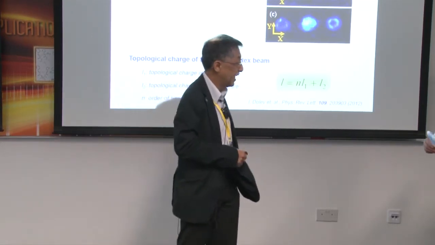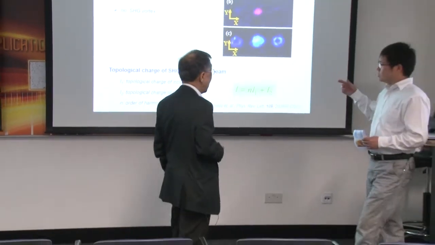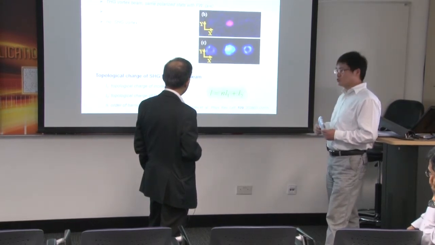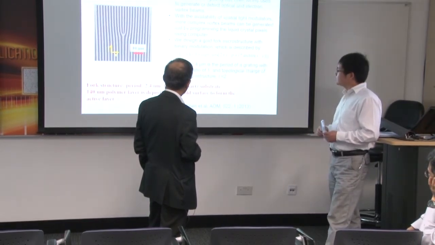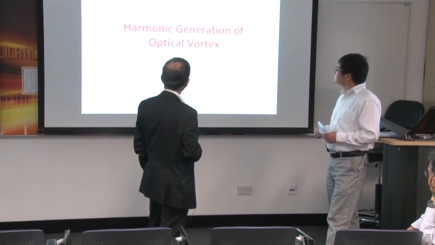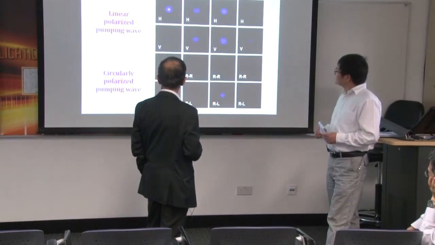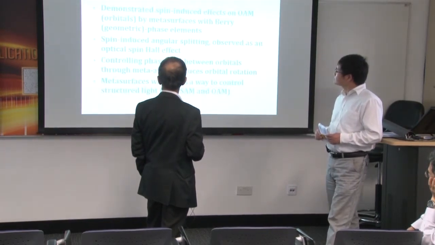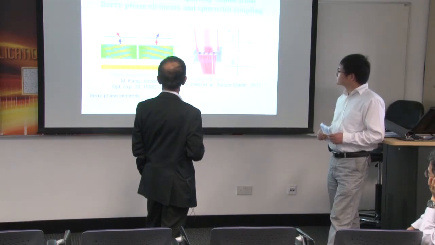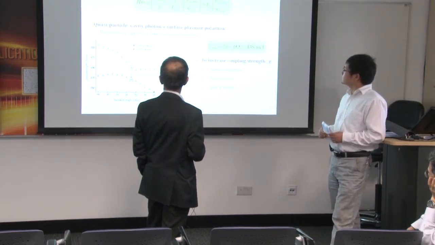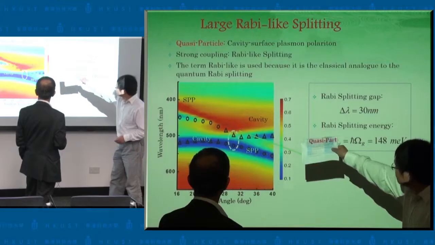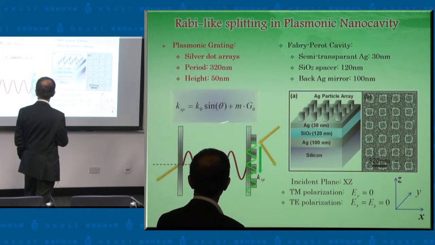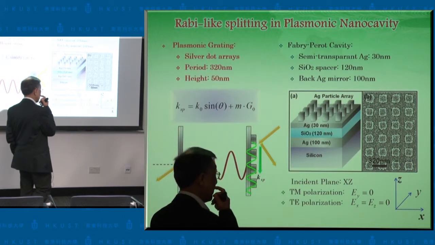I have a question. So for yours, it's a rabbit-like splitting. You find this crossover at the angle of 30 degrees. So what determines that angle? The angle depends on the equation where you do the KSPP. Let's go back a little bit. There is an equation here which I can read. So it's a phase matching, something like that. Yes, it's phase matching.